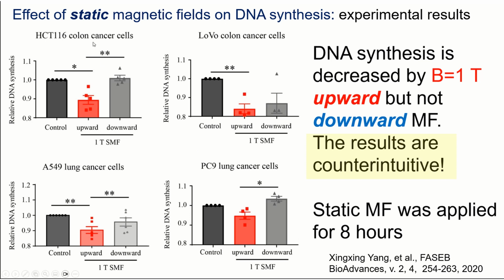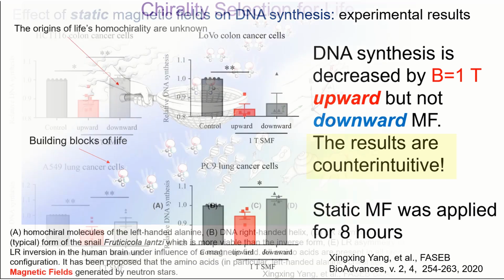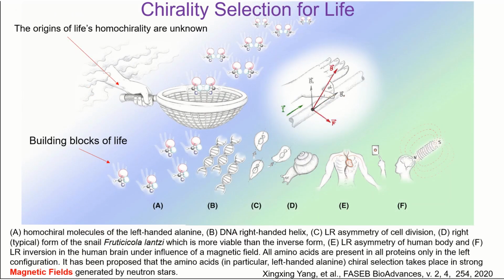Specifically, for 2 types of cells, the upward magnetic field rather than the downward field significantly decreases DNA synthesis. To unravel this asymmetry, we must go into the origin of life and the homochirality of living molecules. Let's have a look at the chirality selection for life. At the molecular level, it begins with homochiral molecules of left-handed alanine, followed by the right-handed DNA helix.